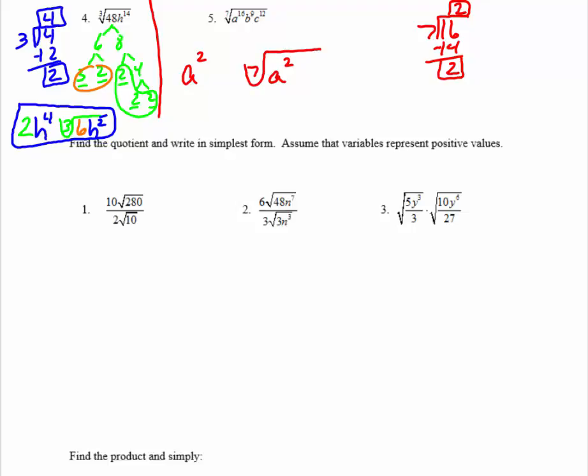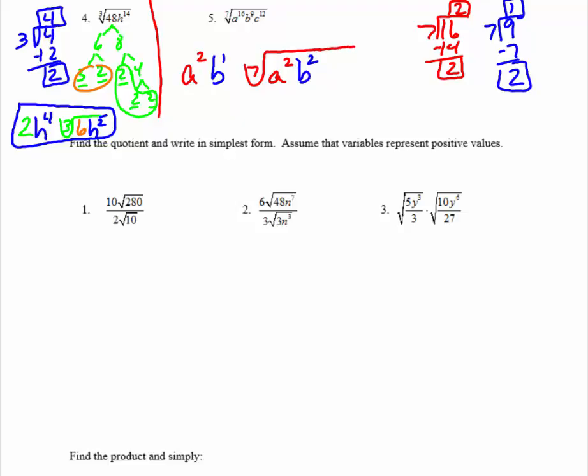Let's work with the b. b to the 9th, so the power is 9, and I divide by my index 7. 7 can go into 9 one time with the remainder of 2. So the whole number says how many b's come out, so b to the 1st. I have a remainder of 2, so b squared has to stay underneath.